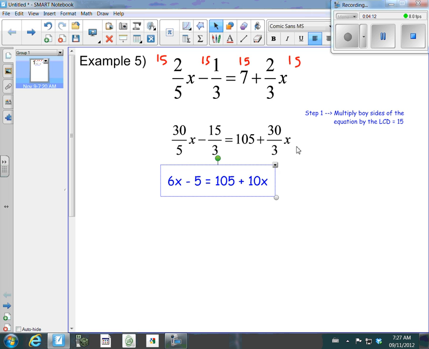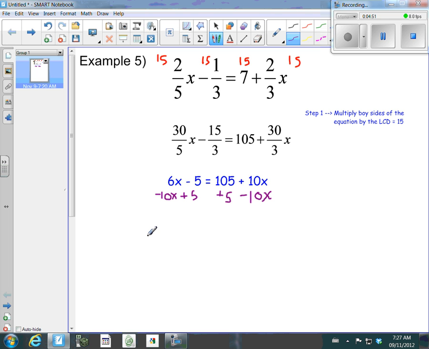Okay, so now use our equation solving strategies. What's the opposite of subtracting 5? Adding 5. What we do to one side, we do to the other. Also, we want to bring x all to one side. I want to bring it to the left-hand side. So what's the opposite of adding 10x? Subtracting 10x. What you do to one side, you must do to the other. There you have it. Okay, go ahead and simplify.